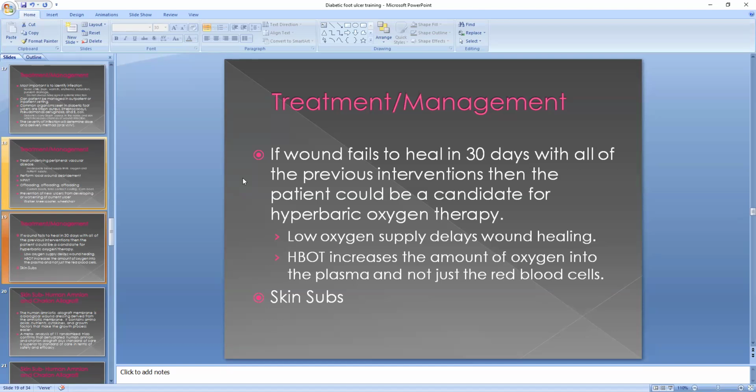No, I understand, and wounds are so frustrating. It's never perfect, right? And these patients are not the healthiest patients.